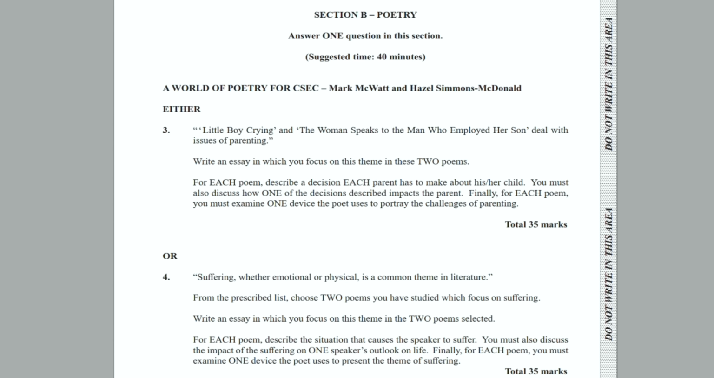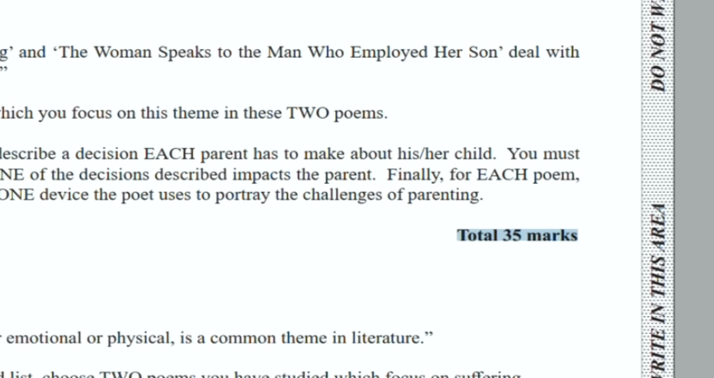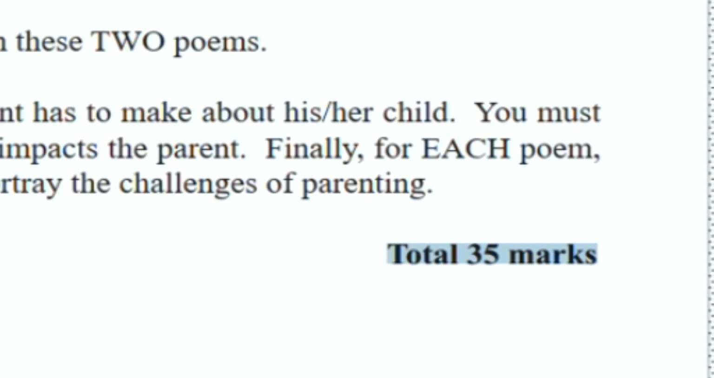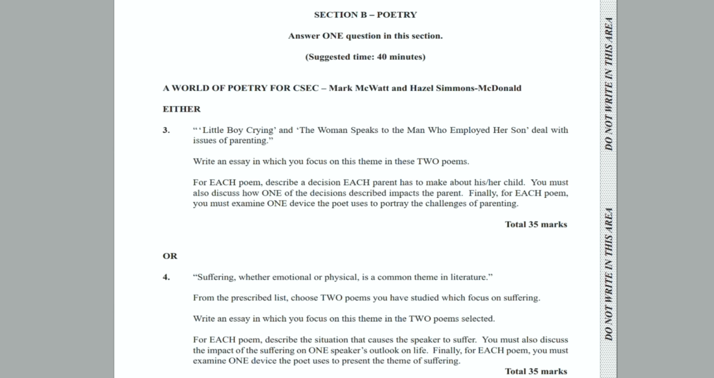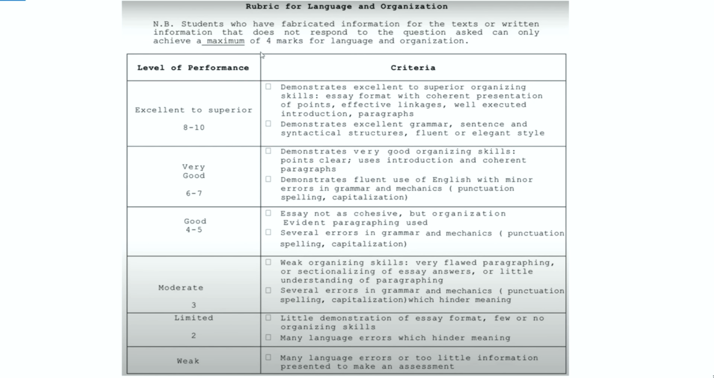So just a reminder, the total number of marks that you can get is 35 marks. This would be a perfect score. So let's look at how those 35 marks can be acquired. For language and organization, you have a maximum of 10 points. Excellent to superior would be 10 points.